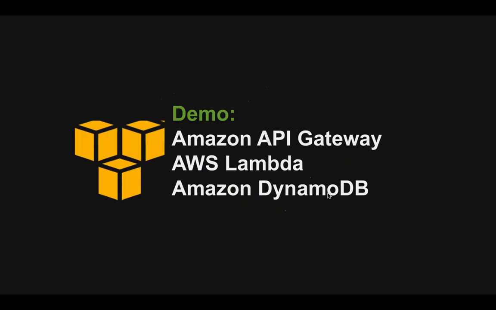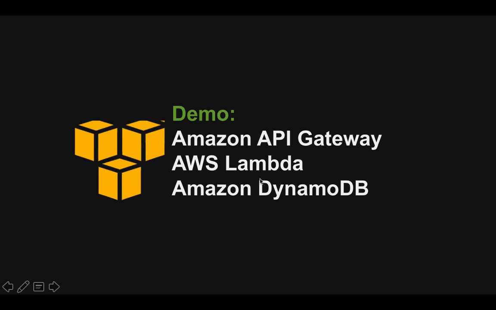So now that we've learned a little bit about Amazon API Gateway and AWS Lambda, let's take a look at a demo of building out our API for our note-taking application. Remember, this API is going to take in notes, transform the data of the notes, and send it to a Lambda function to store in DynamoDB.